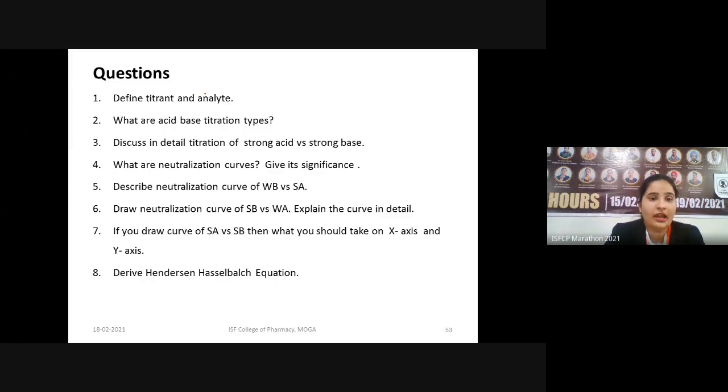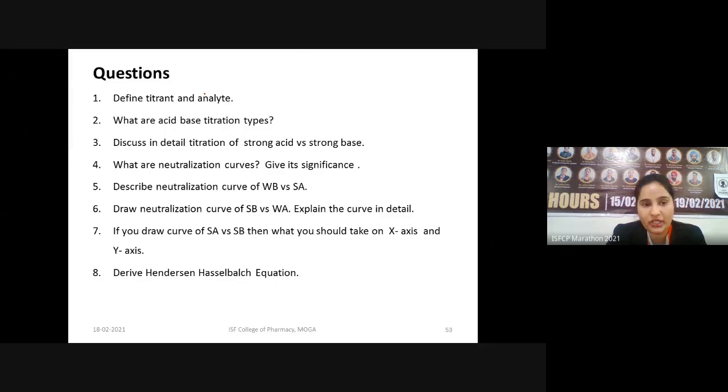And the next question is, what are the various types of acid base titrations? There are four types of acid base titrations. And the next question is, discuss in detail the titration of a strong acid versus a strong base. We have discussed the titration by plotting the graph between the volume of titrant added and the pH of the solution. And we have discussed four points in that. The first point was when no base was added. The second point was just before the equivalence point, the third point was the point of equivalence, and the fourth point was the point after the equivalence point.